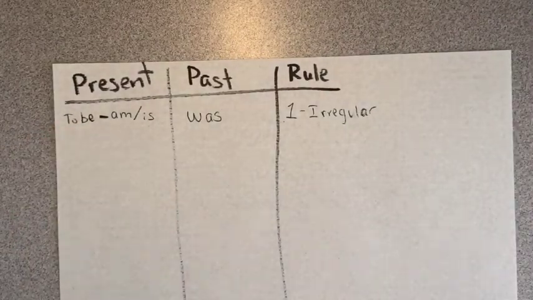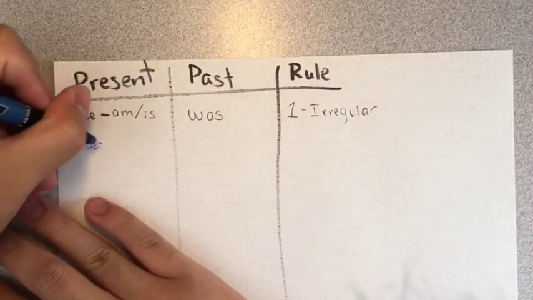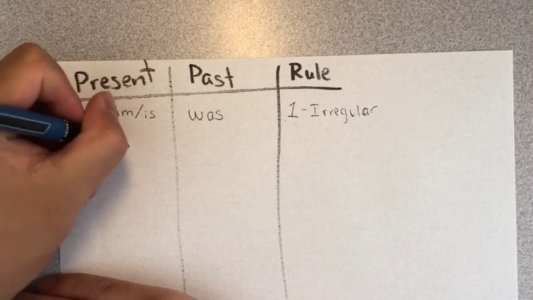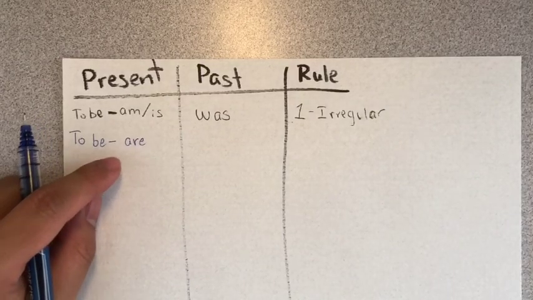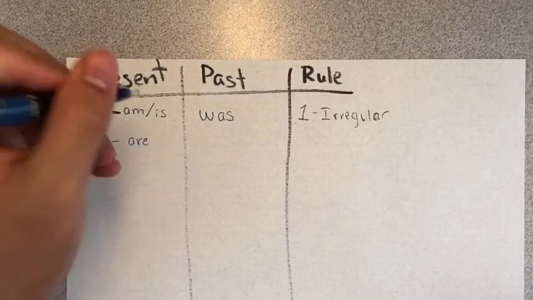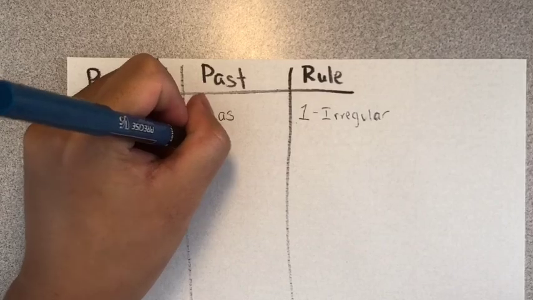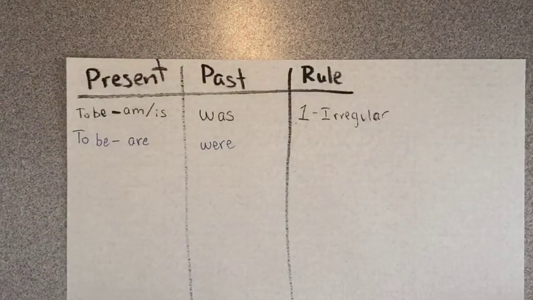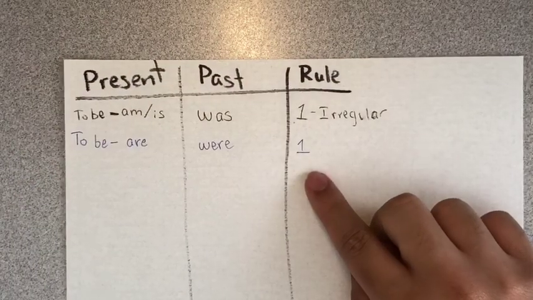Up next, we have to be. But this to be, we're using are. So, you are, we are, they are. In the present, we say are. In the past, we say were. And again, this is the word to be, so it is irregular.